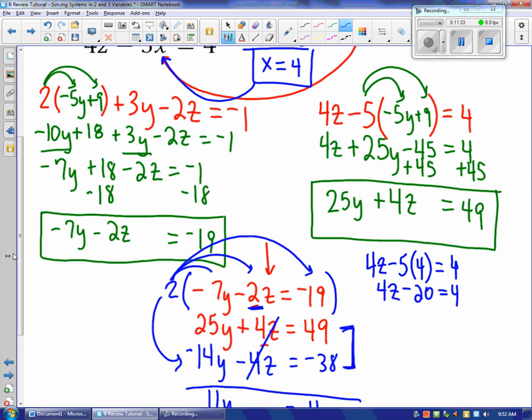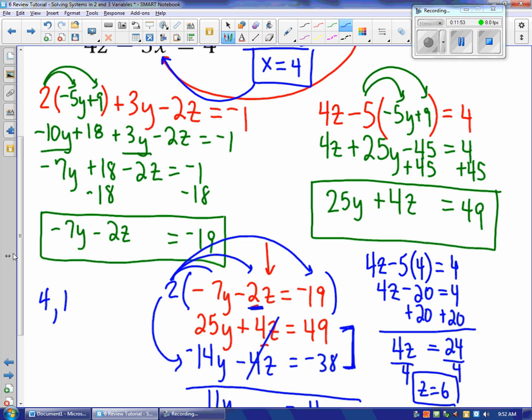And in order to solve for z, I'll need to add 20 to both sides. And so I get that 4z is equal to 24. And if I divide both sides by 4, I get that z is equal to 6. So that gives me my third solution. I knew that x is 4, y is 1, and z is 6. And that is going to be the solution to my system.